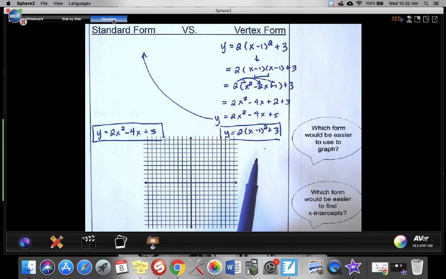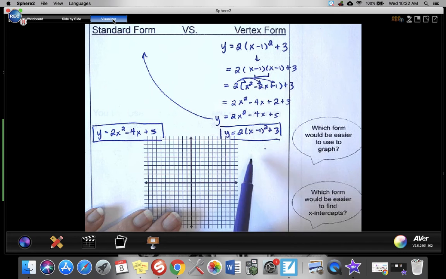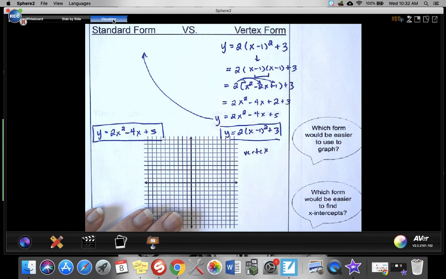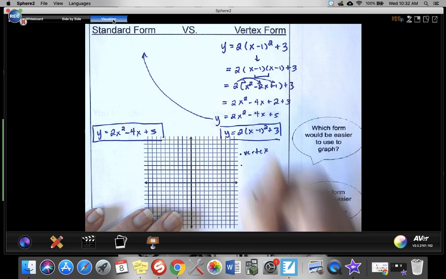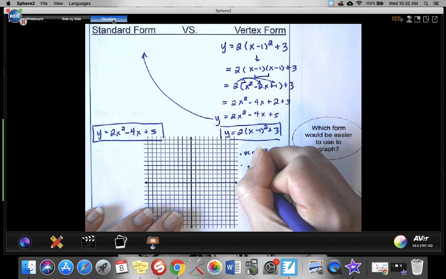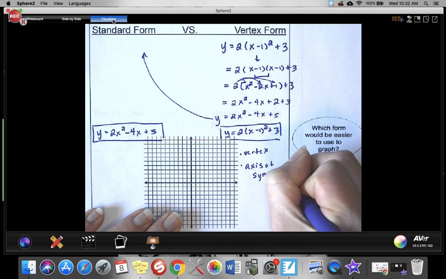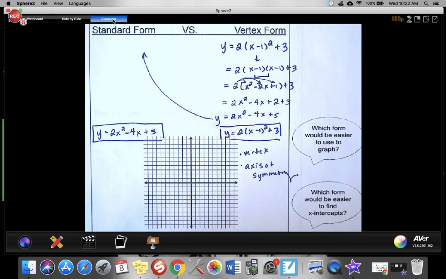So for example, in vertex form, I should be able to identify the vertex, and we'll talk about that later. I should very easily be able to talk about the axis of symmetry, and I know these are kind of some throwback words, so we'll do more of a review of the graphing side of things in the coming days.